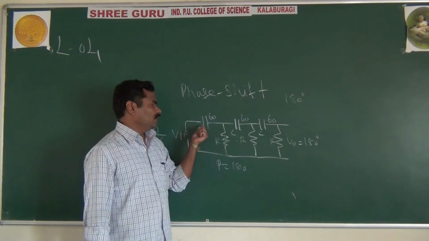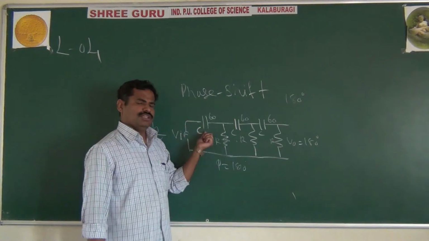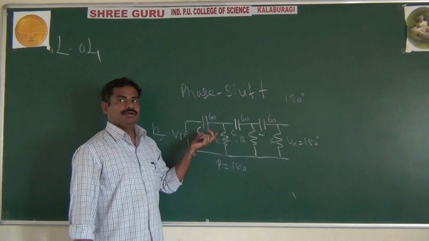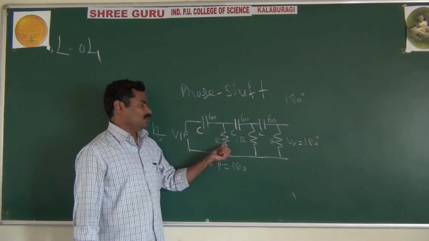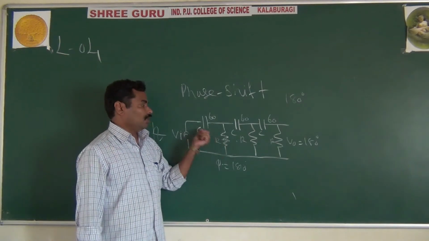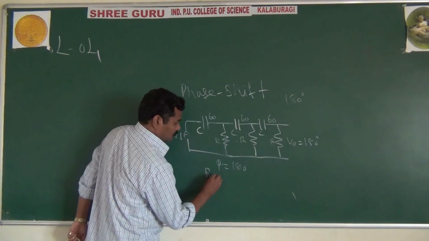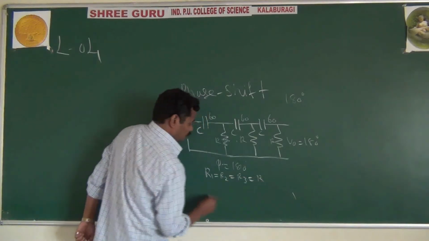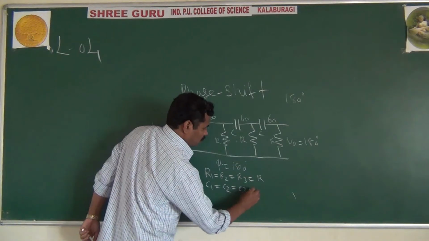You take R and C values, you will get a maximum of 60 degree phase shift. Practically it is possible. That's why in the phase shift oscillator we are using 3 RC sections. Each RC section will do 60-degree phase shift, which depends on the R and C value. And here the important thing is R1 equal to R2 equal to R3 equal to R, and C1 equal to C2 equal to C3 equal to C.